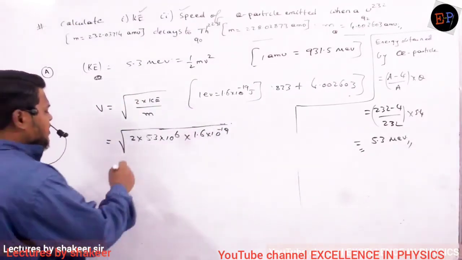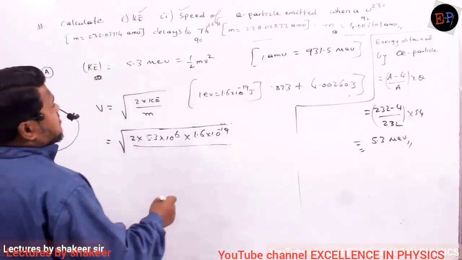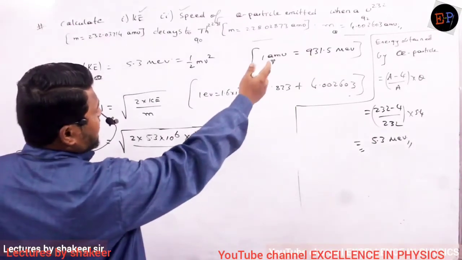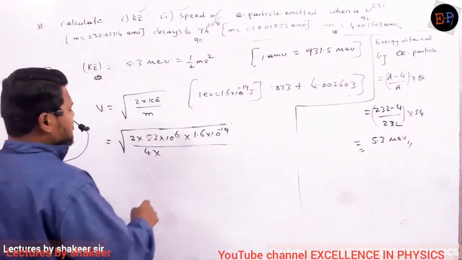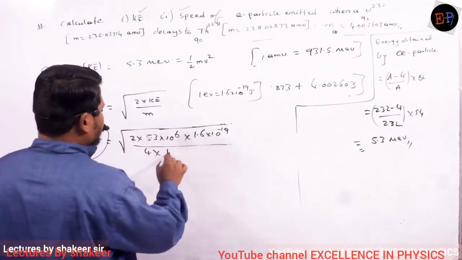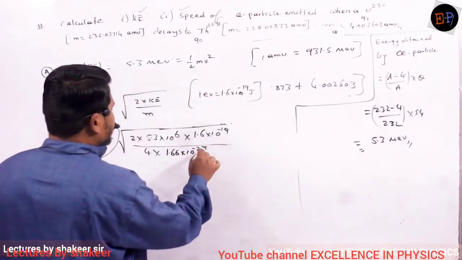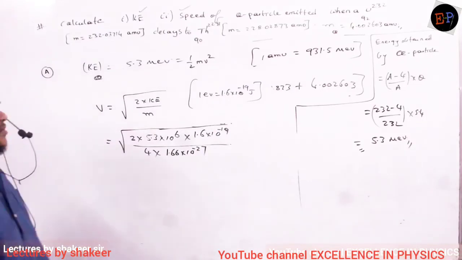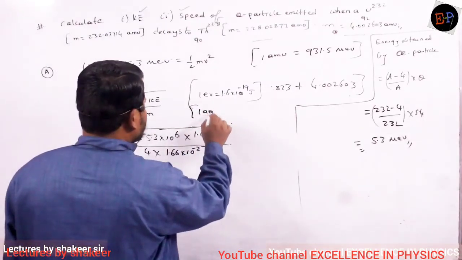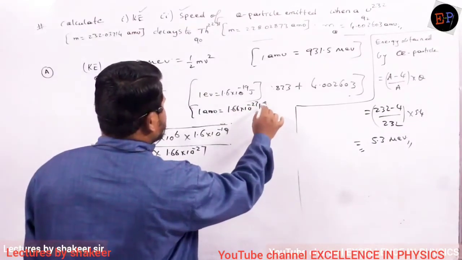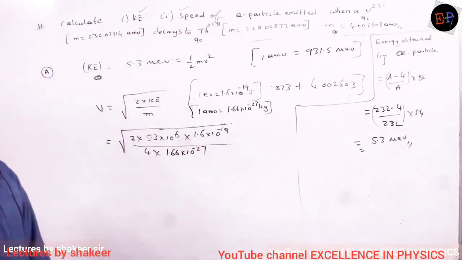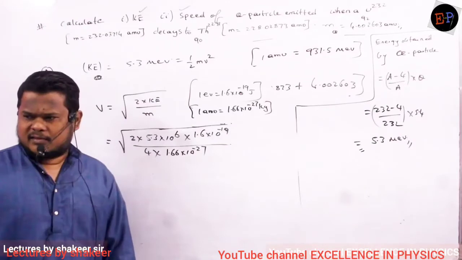Divided by the mass of the alpha particle, already given, nearly 4 AMU. So 4 into 1 AMU, and 1 AMU is equal to 1.66 into 10 power minus 27 kg. That value also I am writing here. So all the values I have substituted in the SI system, so the answer I will also get in the SI system.